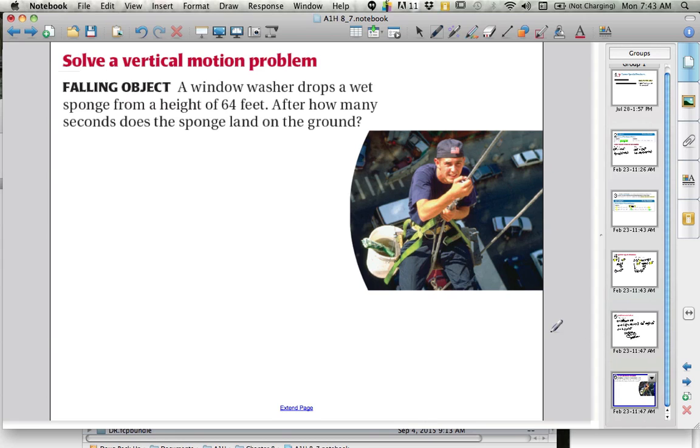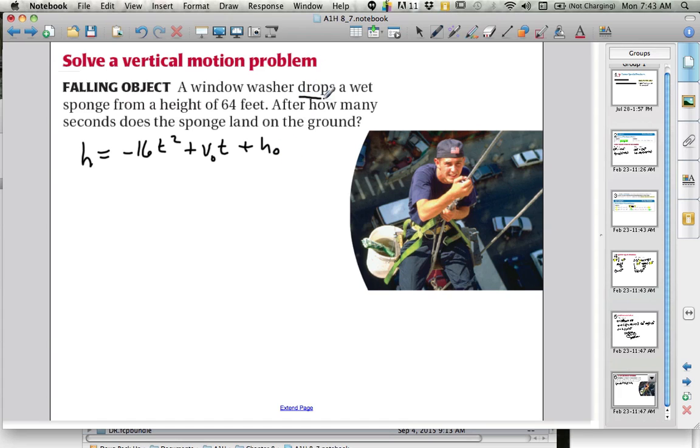A final example here, when we're looking at a falling object, a window washer drops a wet sponge from a height of 64 feet. After how many seconds does the sponge land on the ground? Well, remember the height will be equal to the effects of gravity, which is -16t squared, plus initial velocity, that's velocity at time 0 times time, plus the initial height.